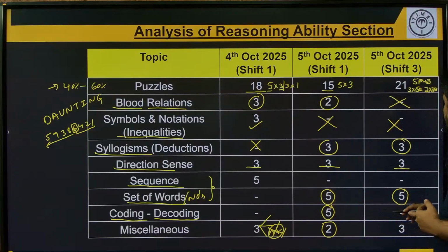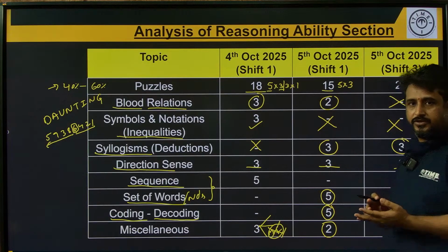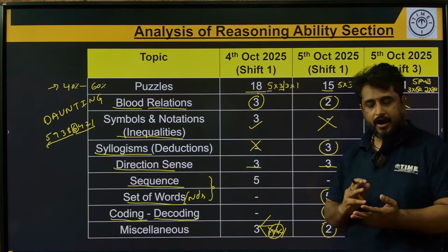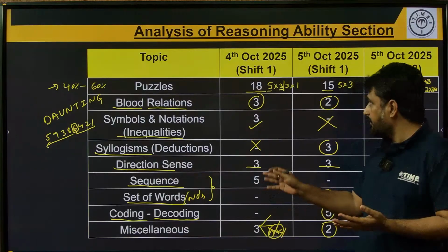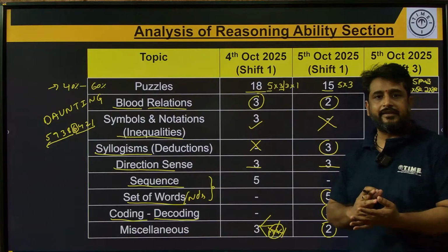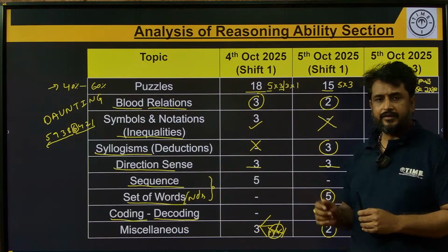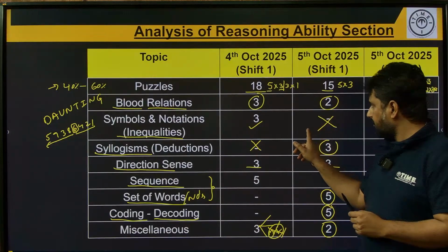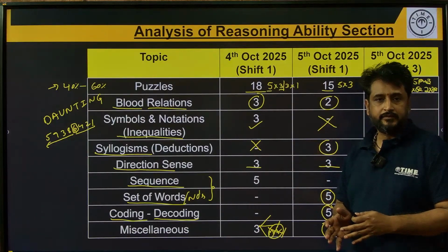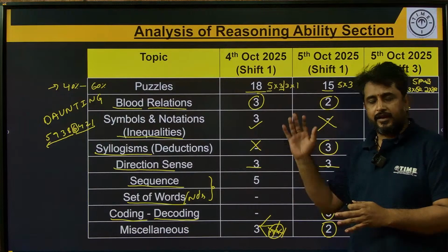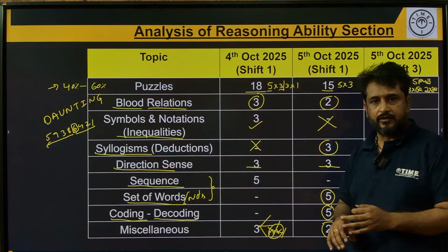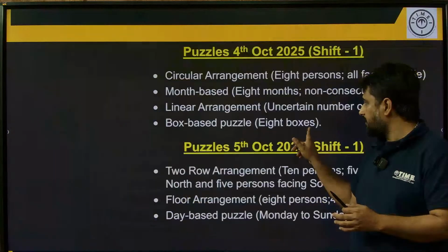And even in shift 3, we were given the same kind of questions. Pair formation, how many pairs of digits, and one was the word arrangement, like we discussed in the previous slots, and one was the number arrangement. Now, in the next slide, I will discuss what kind of puzzles were given. What is the level of difficulty of the puzzles? We already discussed that the puzzles' level of difficulty was easy. Let us see what kind of puzzles were given.